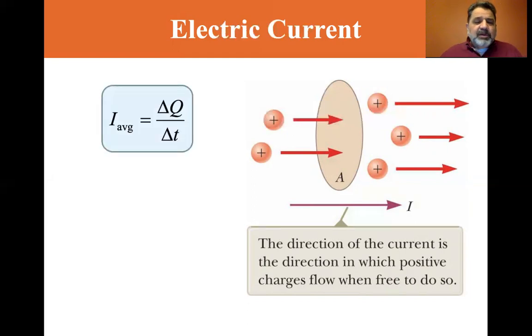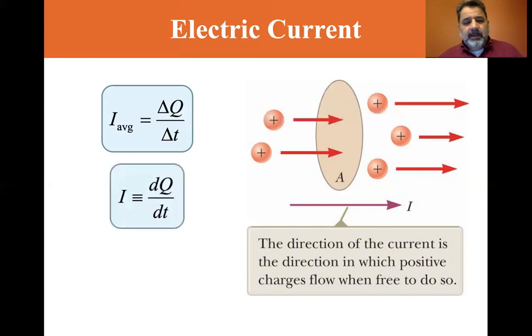So the average current is delta Q over delta T: how many charges cross through the area A in delta T time. And for instantaneous current, it is equal to dQ/dt. Once again, the SI unit for current is the ampere, and it's 1 coulomb per second.